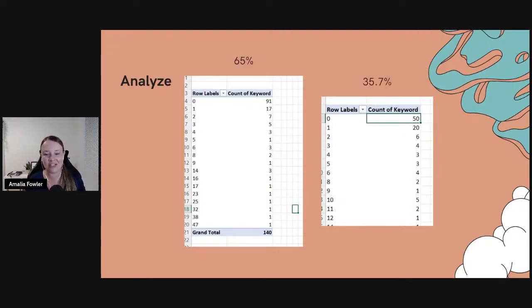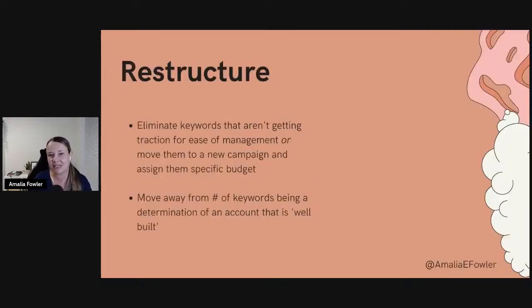In this account I looked at, there were 140 keywords total, but 35.7% of those keywords had never had an impression in the life of the account, and 65% of them had never had a click. Typically, to me, this means that we need to look at restructuring, either eliminating keywords that aren't getting traction for ease of management, moving them to a new campaign and assigning them a specific budget, or really considering if we're cannibalizing when we shouldn't be.